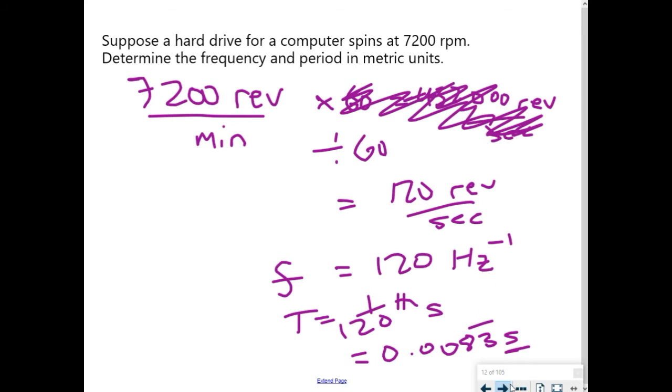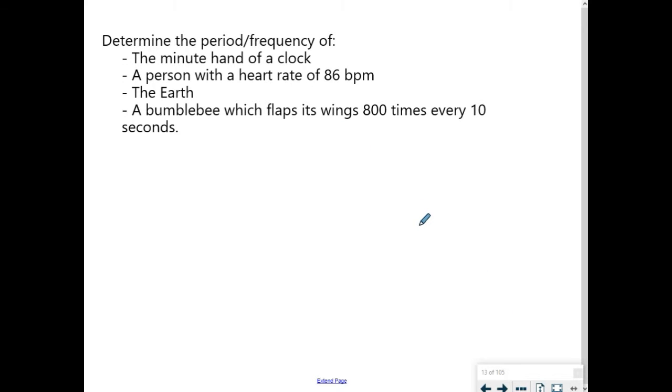I've got another example here that might illustrate this. Let's try this last one, and then we're done, by the way. Let's try to figure out just the basic period and frequency of these 4 scenarios. Okay. Scenario 1. What is the period and frequency of a minute hand on a clock? How long does it take? And let's make this one A, I think, just to help organize it. How long does it take for the minute hand of a clock to go all the way around?